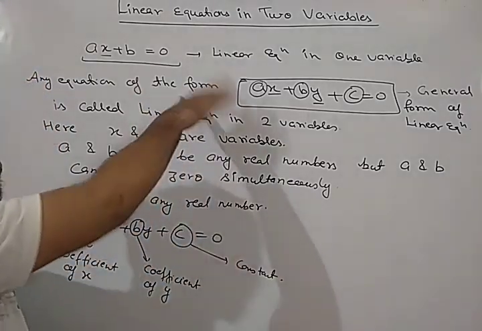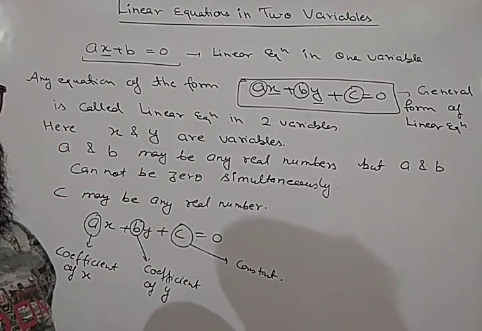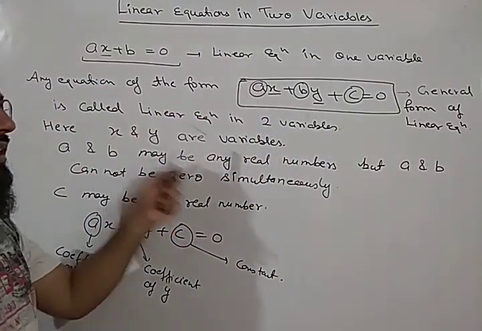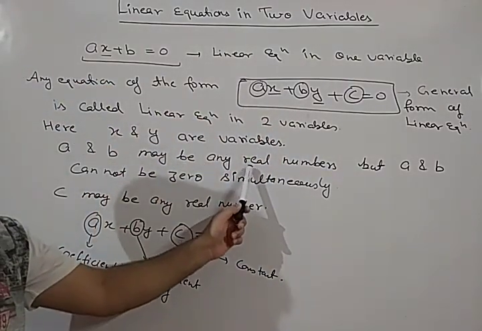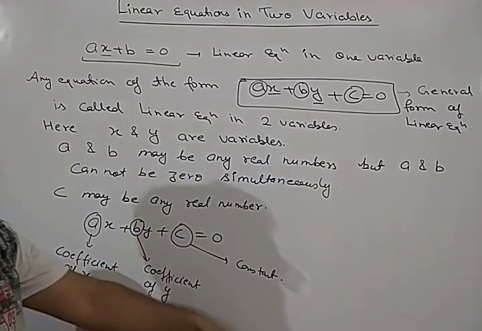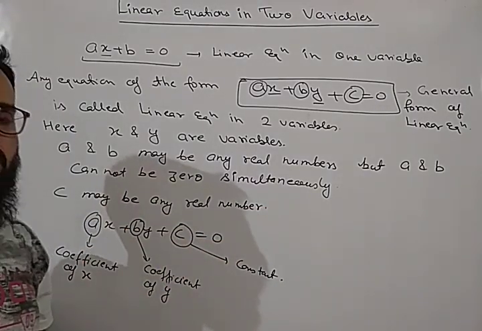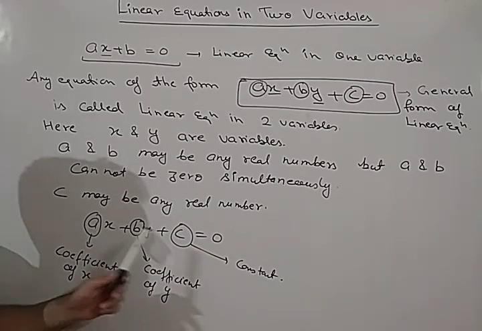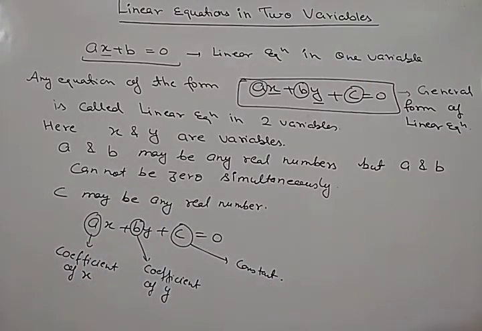Okay, so this is the definition of linear equation in two variables. Any equation of this form is called a linear equation in two variables, where x and y are variables. A and b may be any real numbers but cannot be zero simultaneously, and c may be any real number, that is a constant number. And these terms are called the coefficient of x, coefficient of y, and constant term. So note down, this is the definition of linear equation in two variables.